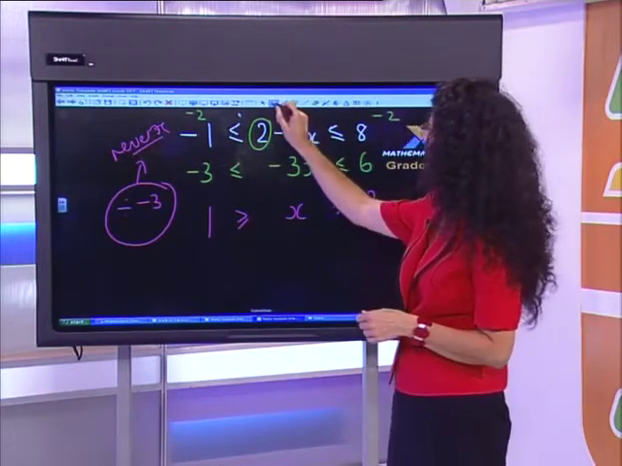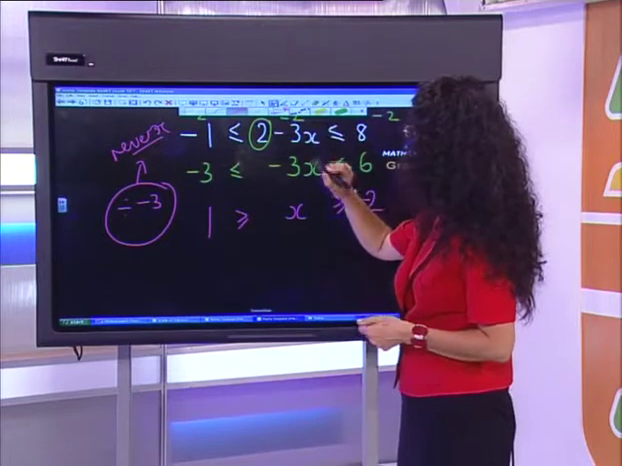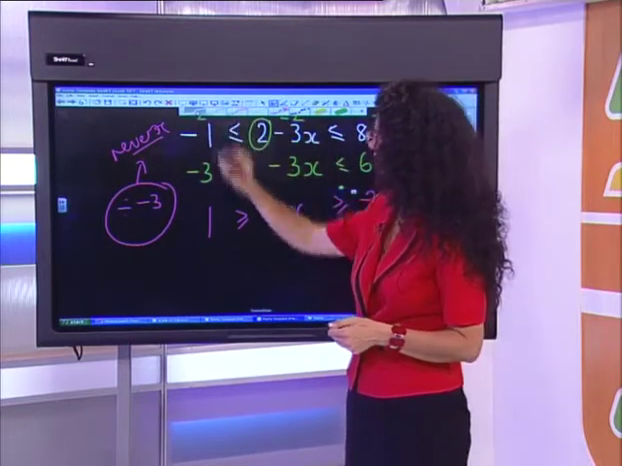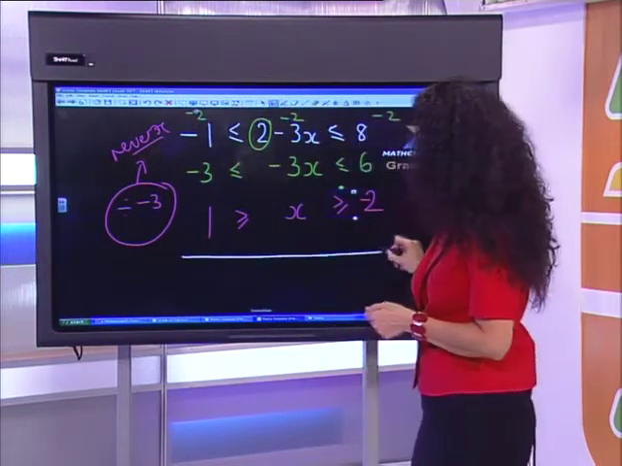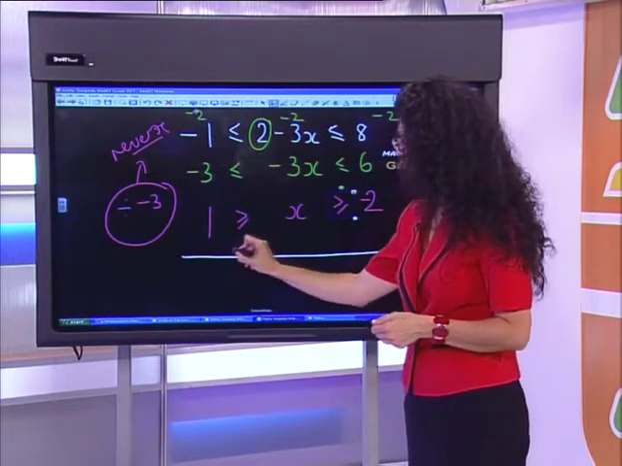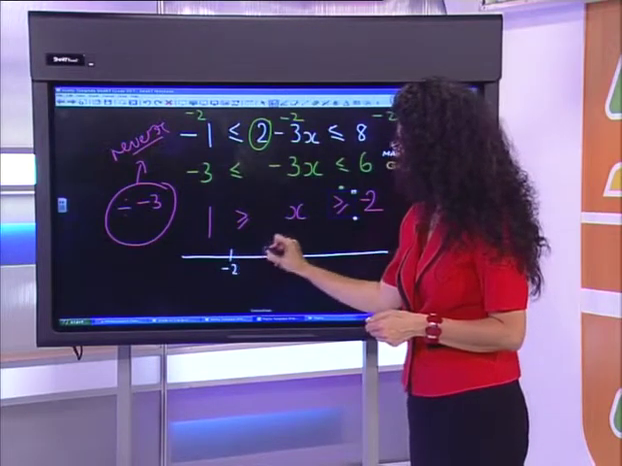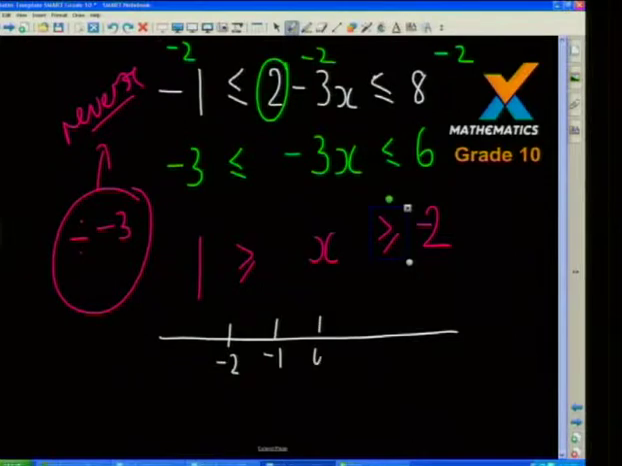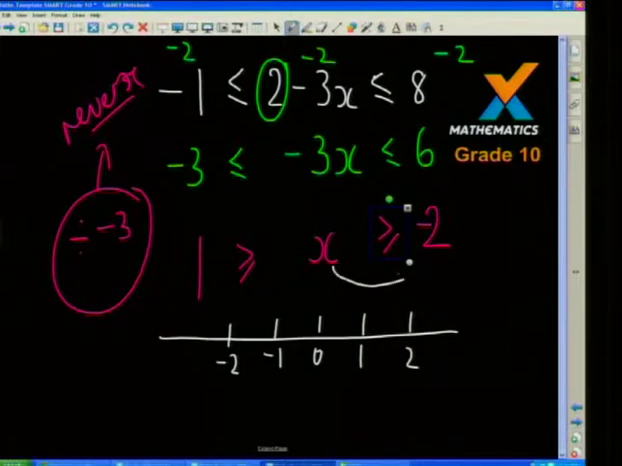Right, what would our number line look like? Let me see if I can get a straight line. Okay, let's rather go there. Here's my number line, and I would need a -2 on the left, -1, 0, 1, and 2. And reading this way, x must be greater than, and it's equal to as well. So what must happen at -2?